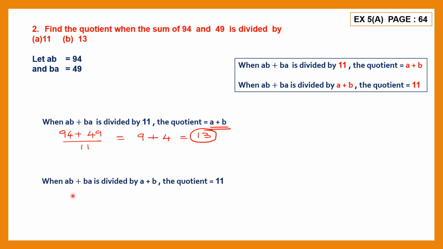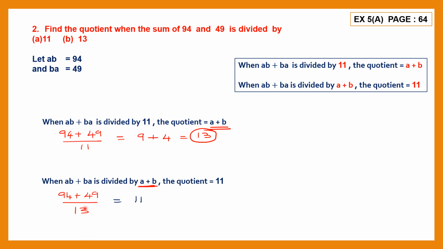When it's divided by 13, let's write this here, AB is 94 plus BA is 49 and it's divided by 13. Now here it's saying divided by A plus B because A plus B as we saw here is 13, isn't it? A plus B is 13. Here also you can add and see 9 plus 4 is 13. That means A plus B is 13. So when it is divided by 13, the quotient is always 11. The quotient will always be 11.